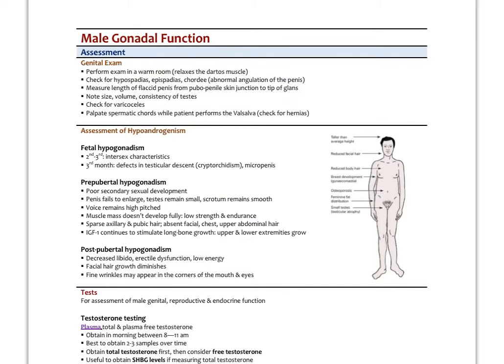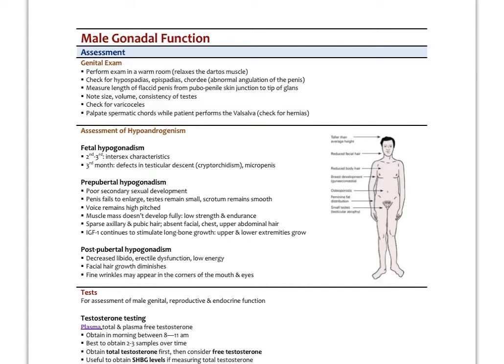So I just want to say a few words about the male genital exam. You might have seen this in other courses, but I want to review some of the important points. The obvious thing about the male genital exam is, first of all, that it should be done in a warm room. This is going to help to relax the dartos muscle, and that'll allow the testis to fully descend to make it easier to palpate.